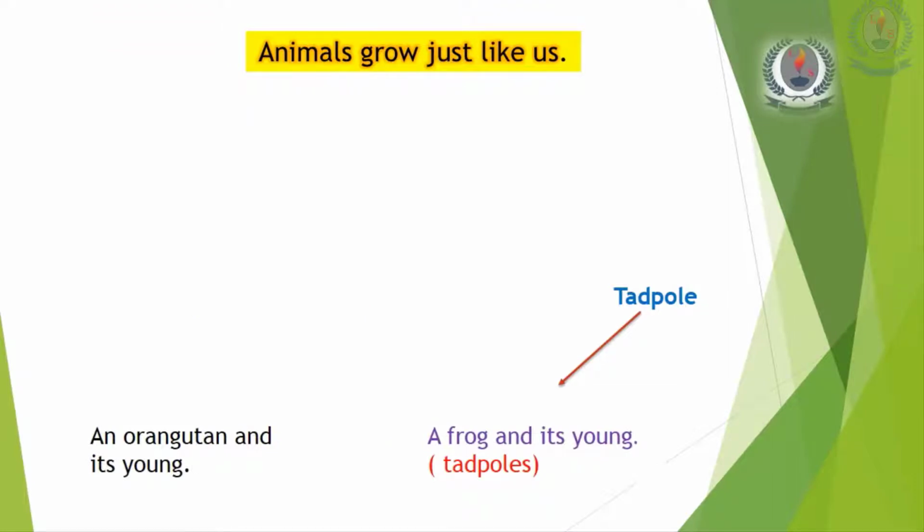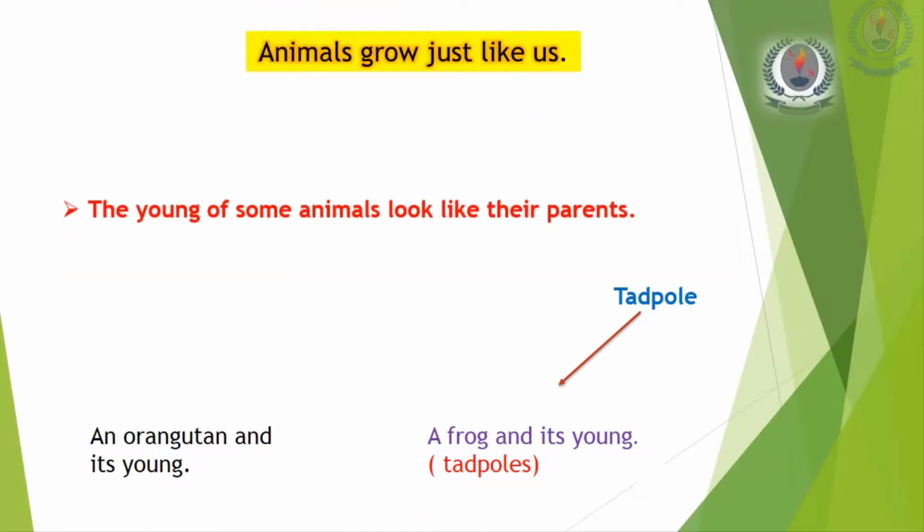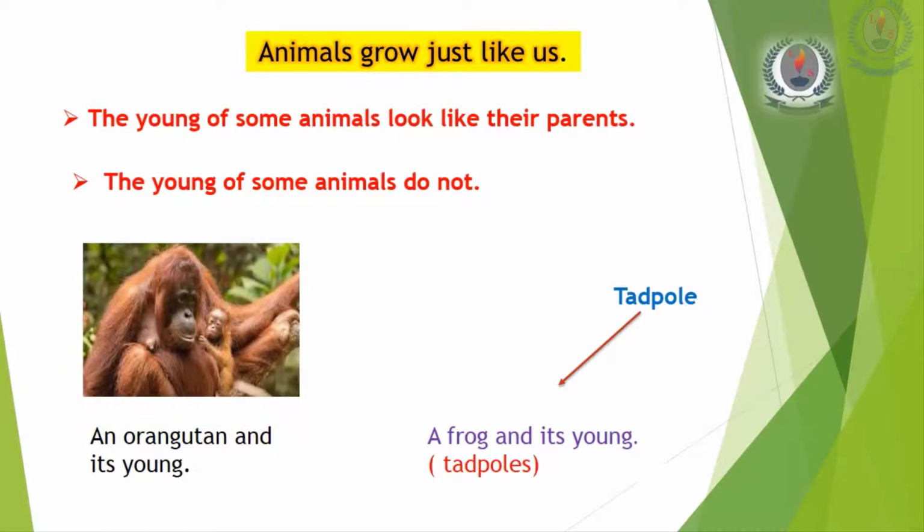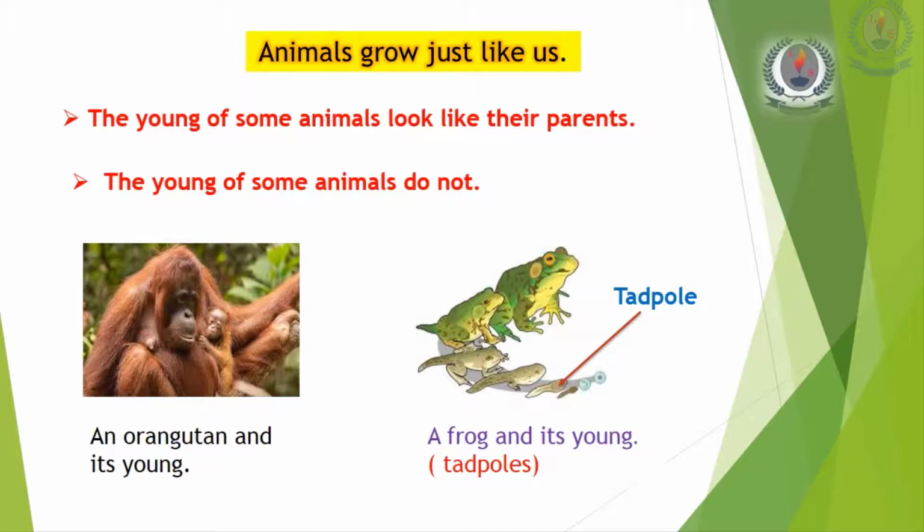Animals grow just like us. The young of some animals look like their parents. The young of some animals do not. Okay, let's see, children. The first picture, you can see an orangutan and its young. The second picture, you can see a frog and its young. Tadpoles, the young we call tadpoles.